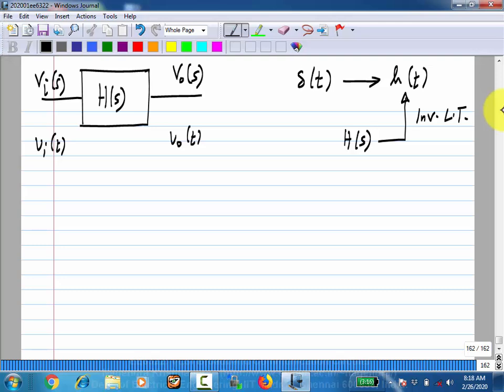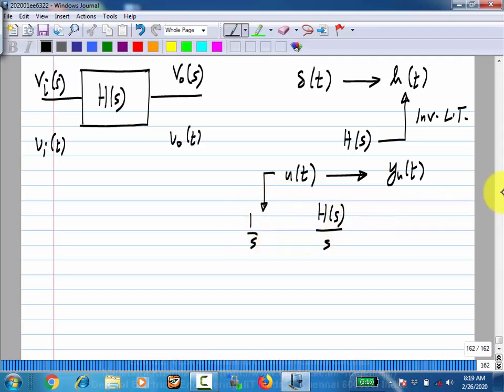Similarly, you may calculate the step response. If the input is u of t, the output may be some y u of t. So again, typically how do you calculate this? What do you do? You take H of s by s because u of t in the Laplace domain is 1 by s, right? So you multiply this by the transfer function and take the inverse Laplace transform.